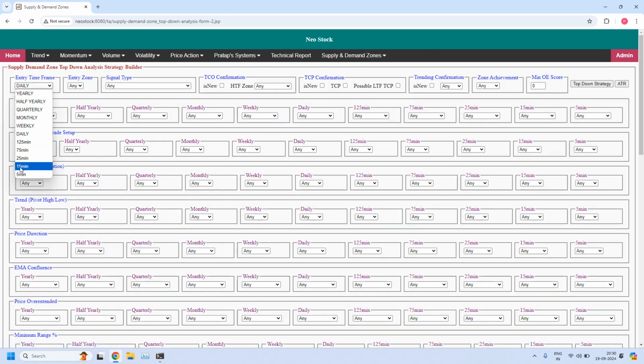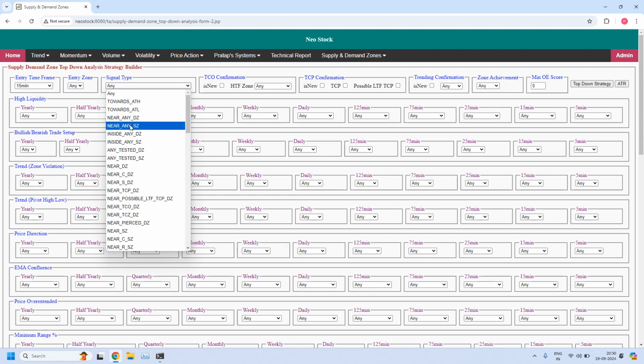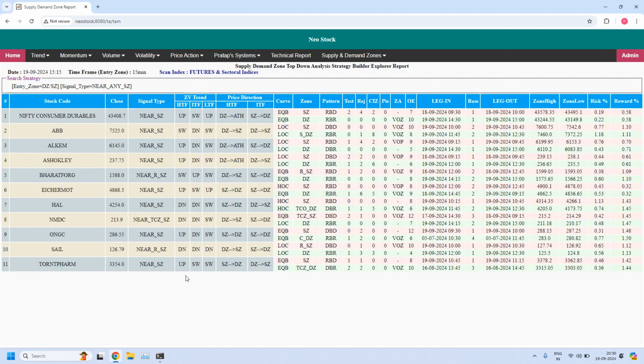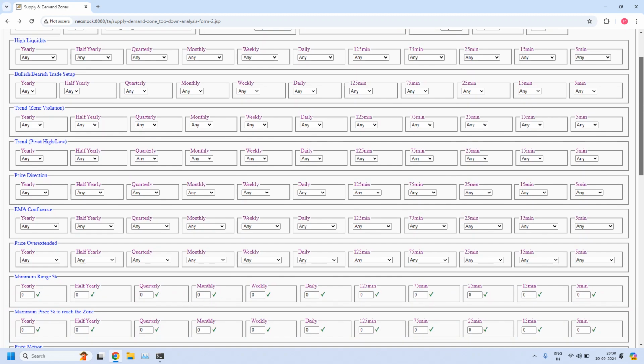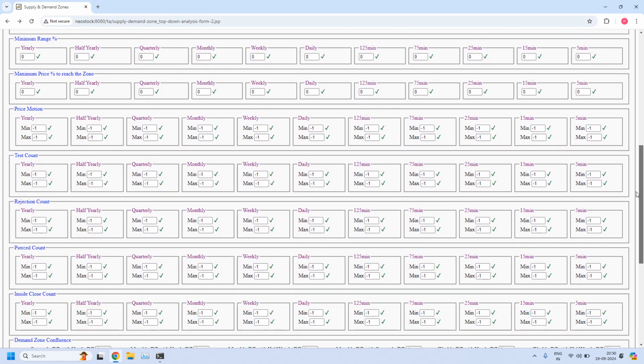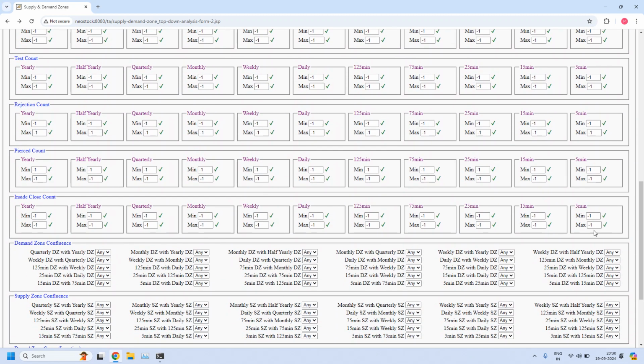So next, for 15 minutes time frame, let us find the stocks near 15 minutes supply zone. 11 stocks are filtered. So let's verify how many of these stocks are having confluence with 75 minute supply zone. That is 15 minute supply zone confluence with 75 minute supply zone. That is ITF confluence.